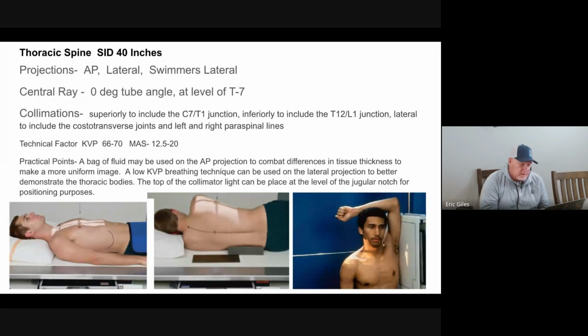Another tip is on your AP, you want the top of your light to be at the jugular notch. That way you ensure that you're going to get the C7-T1 joint space. Okay, it's just good to know. So yes, kVp 66 to 70, 12.5 to 20 mAs, depending on the size of the patient.